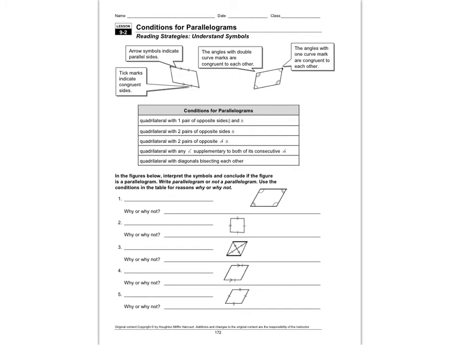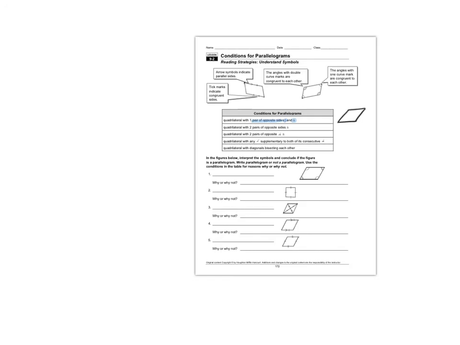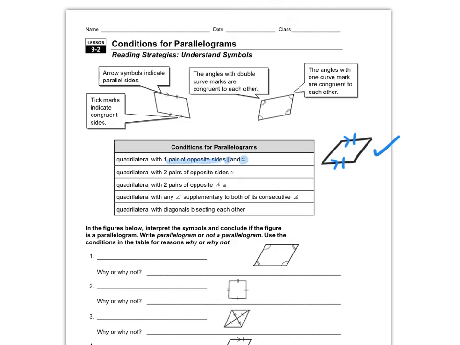So if a quadrilateral has one pair of opposite sides that are both parallel and congruent, that quadrilateral is a parallelogram. So that would look like this. In this example, my opposite sides here are congruent and they are parallel. If that's true, I know my shape is a parallelogram. Let's look at the next condition.